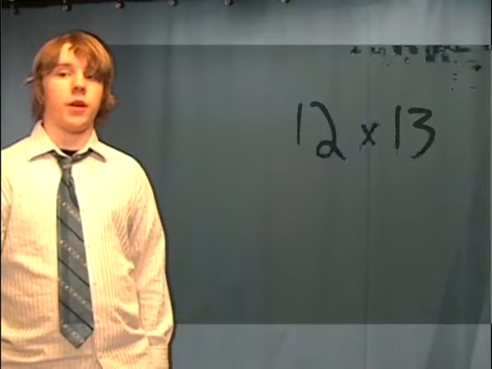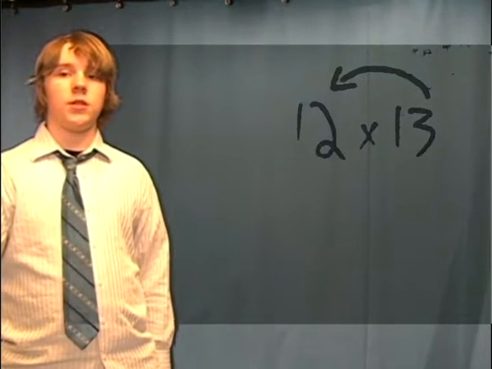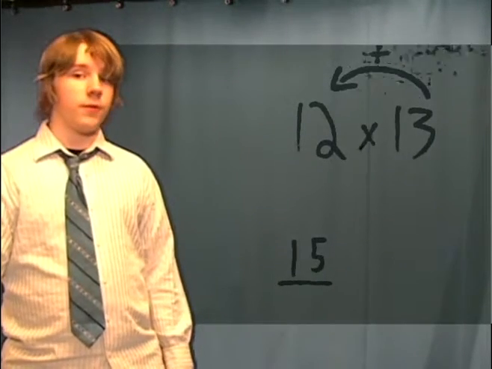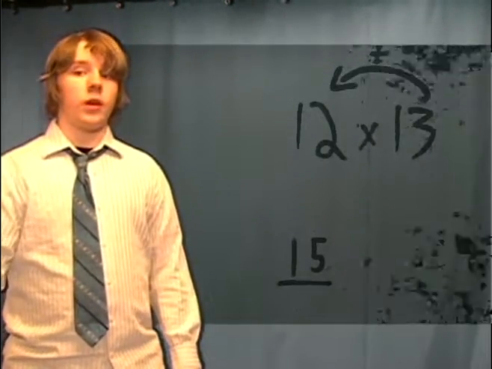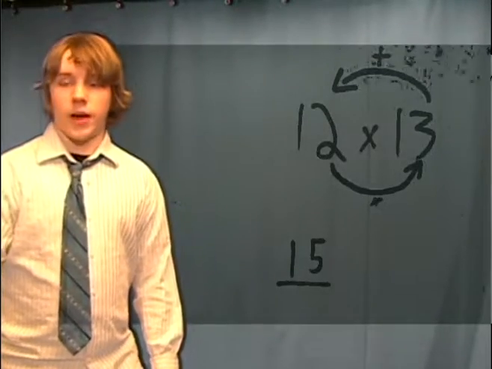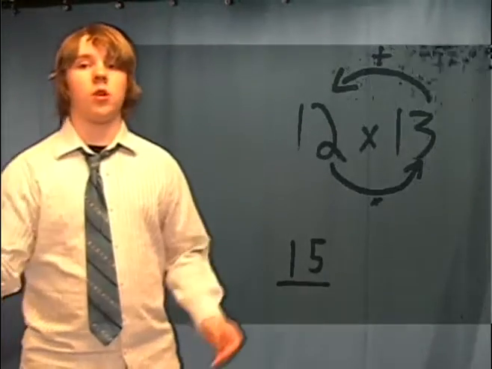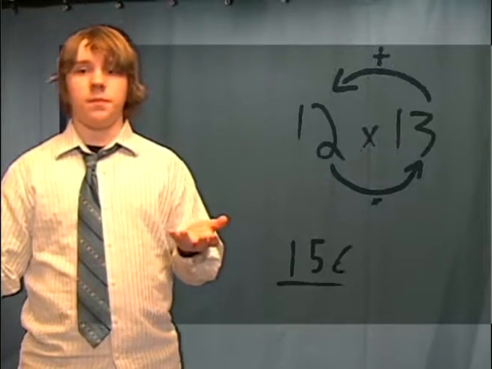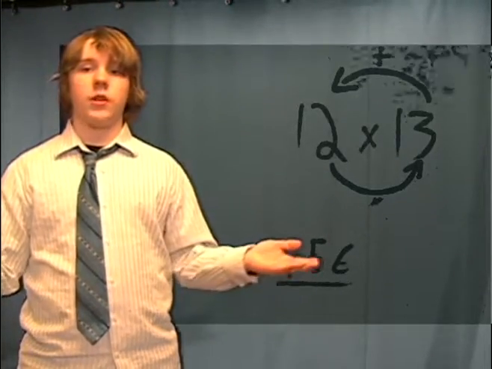The smarter way would be like so. You first add the last digit of the last number to the first number. So 3 plus 12 is 15. We then take the last digits and multiply them. So we have 2 times 3 equals 6. Our answer of 156.